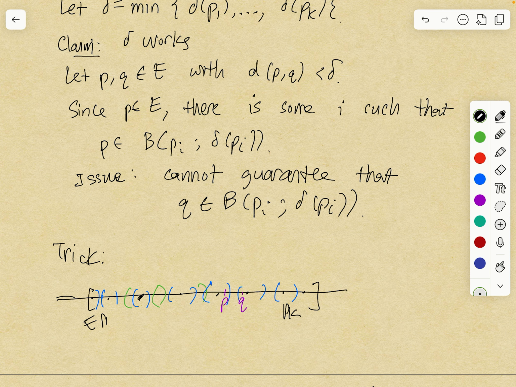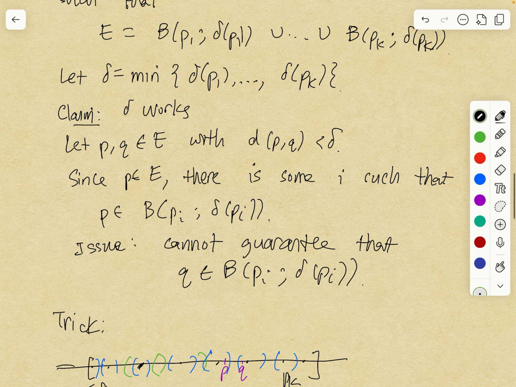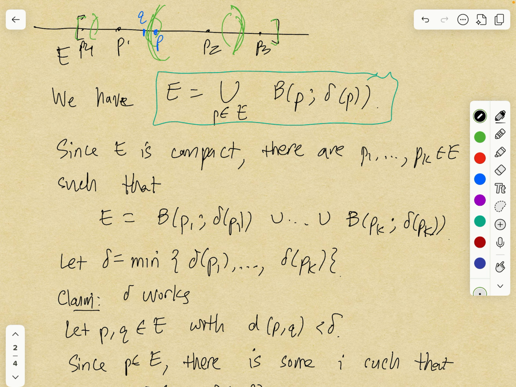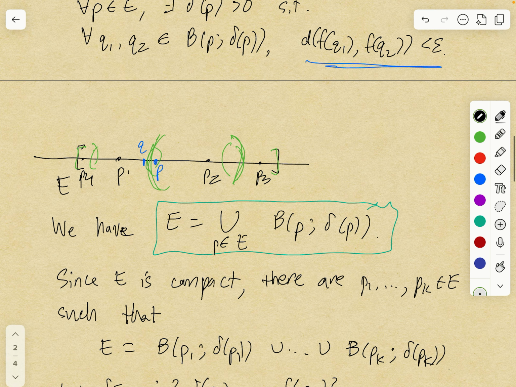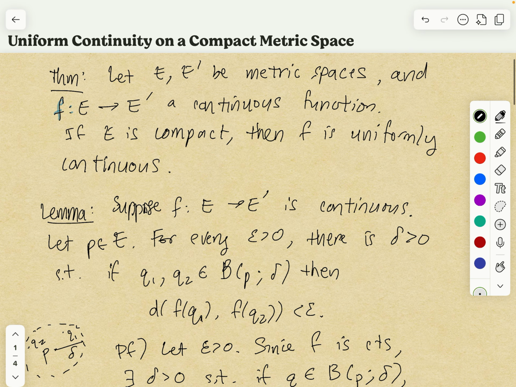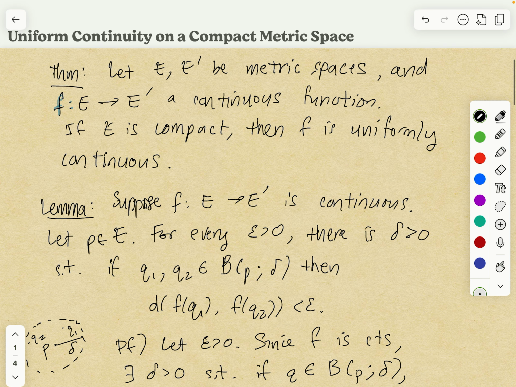Okay, and I mean, you can adjust. It doesn't have to be, of course, delta of Pi over 2. You could take delta of Pi over 3 or something. The point is to choose delta sufficiently small so that you can actually guarantee that P and Q are both in the open ball of Pi of radius delta of Pi. The delta of Pi that guarantees that whenever you have 2 points in that ball, then the distance between f of P and f of Q is less than epsilon.